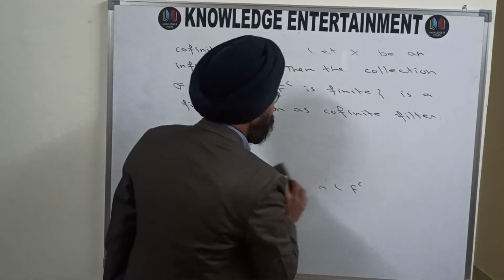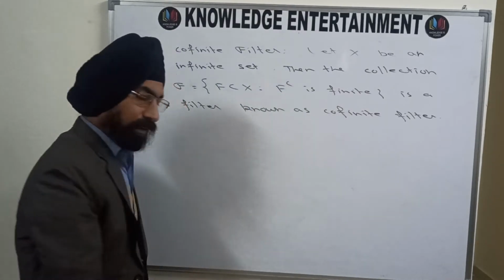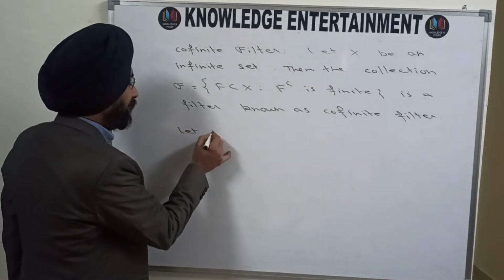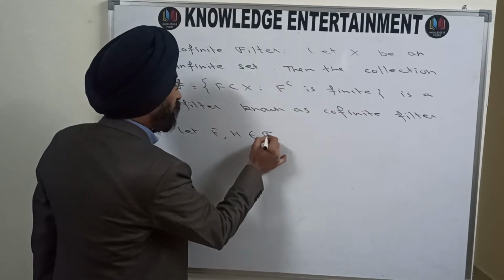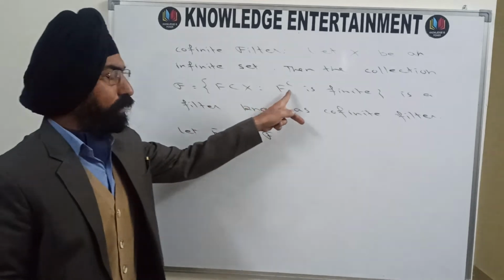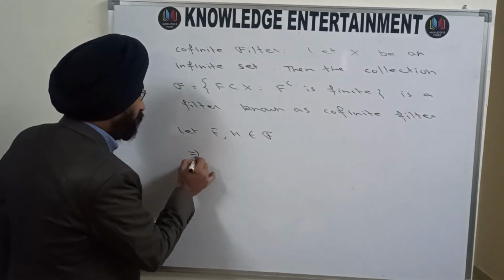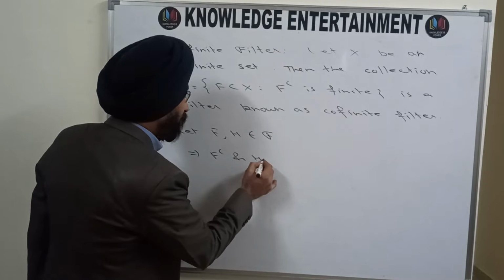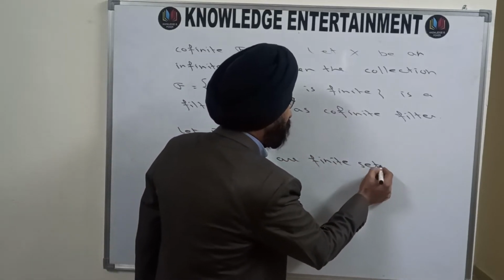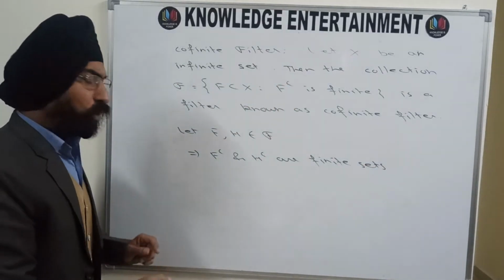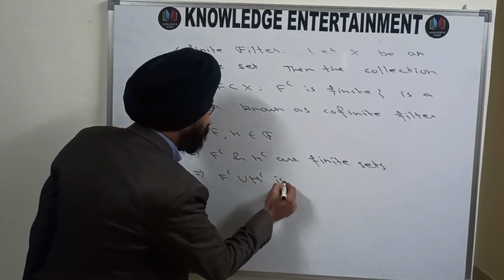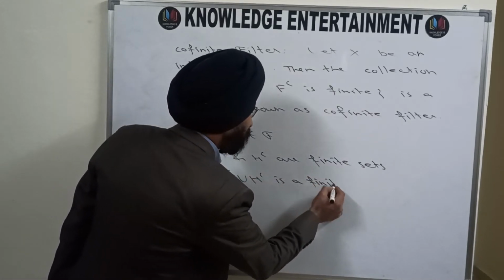Now we move on to the third condition to prove that it is a filter. Thirdly, let F and H be two members of this collection. This collection contains those sets whose complement is finite. So F complement and H complement are finite sets. And we know that if two sets are finite, then their union is also a finite set.